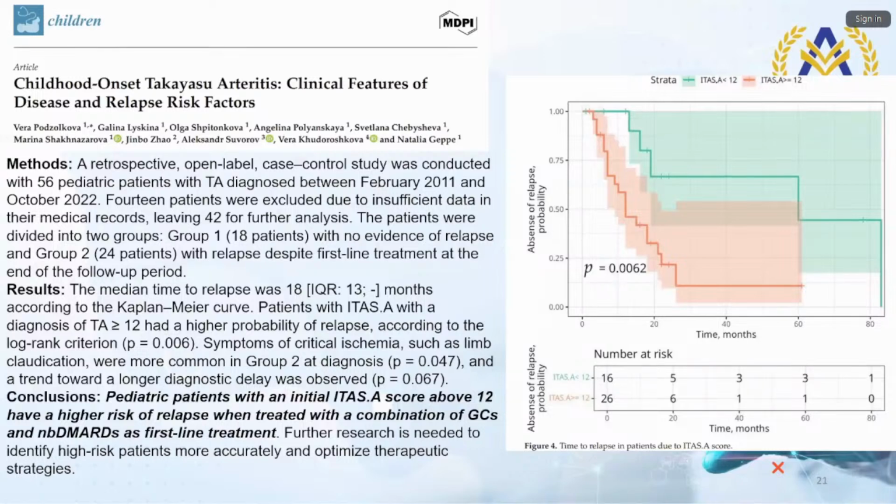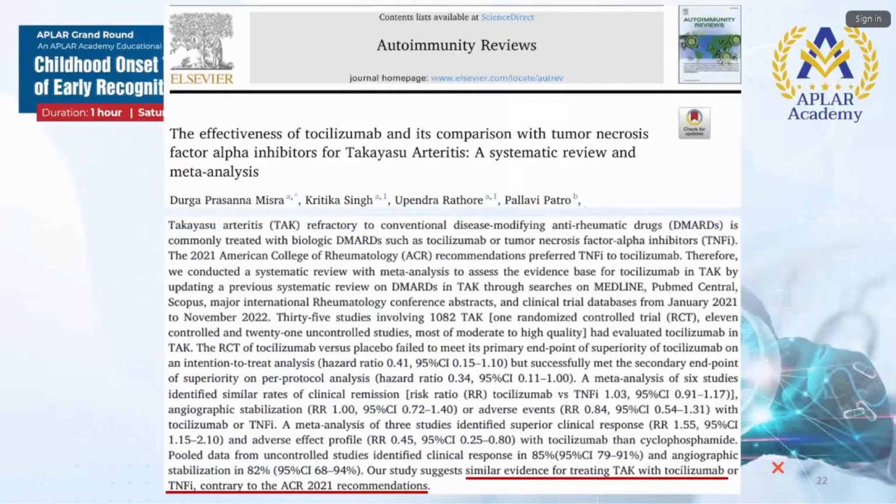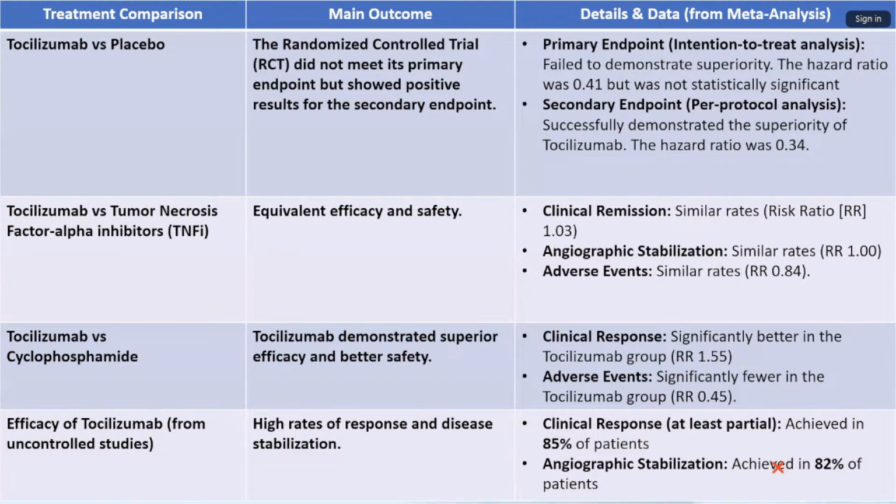About the research in childhood-onset Takayasu, they found that 30% of patients were resistant to therapy or had relapse. Comparing the effectiveness of tocilizumab and TNF inhibitors in treating Takayasu, they found similar efficacy in both. But tocilizumab demonstrates superior efficacy and better safety than cyclophosphamide.